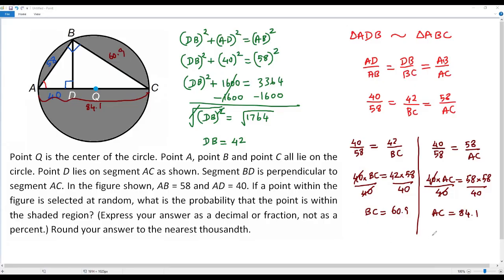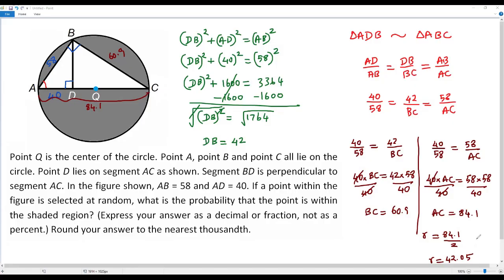Now, to get the radius of the circle, we have to divide the length of the diameter AC by 2, that is 84.1 divided by 2. Then R equals 84.1 by 2. I am getting 42.05. Let me write it. Here I got the radius of the circle.